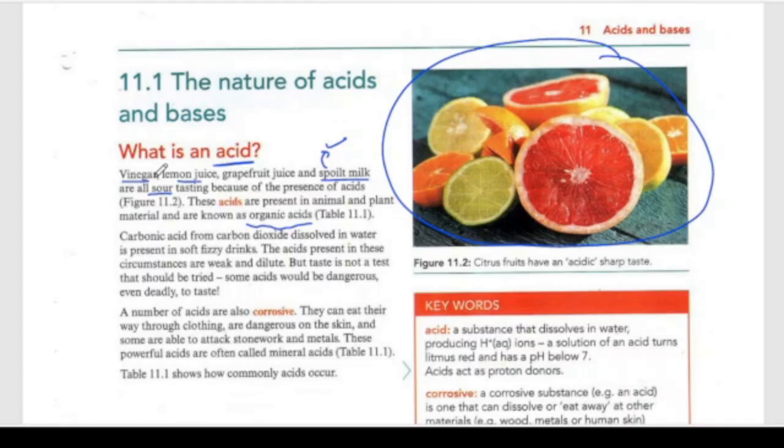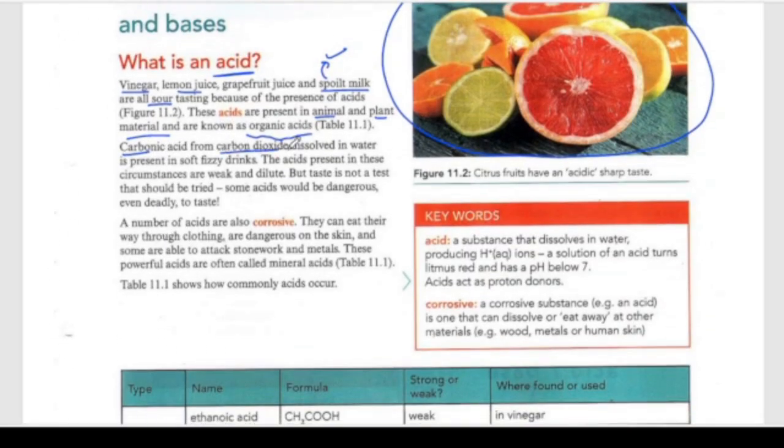So acids which are present in animal and plant material are actually called organic acids, and they are not much harmful for us. Also, one example that we have is carbonic acid. Carbonic acid is present in most of the fizzy drinks. So how is carbonic acid formed? Carbonic acid is formed from carbon dioxide which is dissolved in water. So when you dissolve carbon dioxide in water, it forms H2CO3.